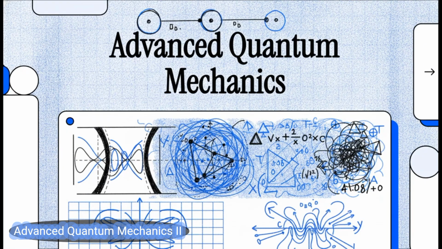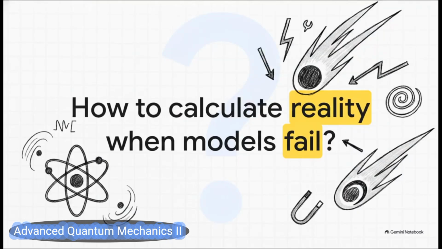Welcome to this explainer. Today, we're taking a massive leap way beyond the basics. We are going to unpack how physicists actually upgrade fundamental quantum mechanics into an advanced, incredibly powerful mathematical toolkit. This is the toolkit that allows them to calculate the often chaotic, super complex nature of reality itself. So, let's dive right in.